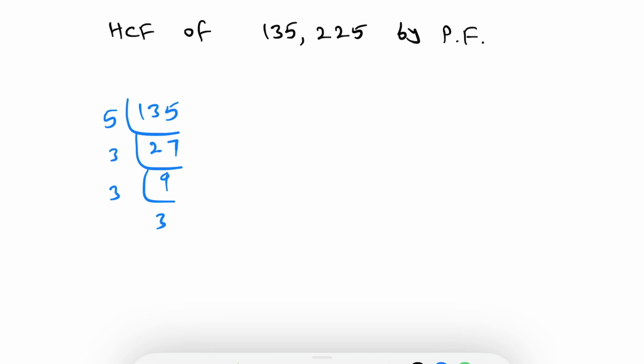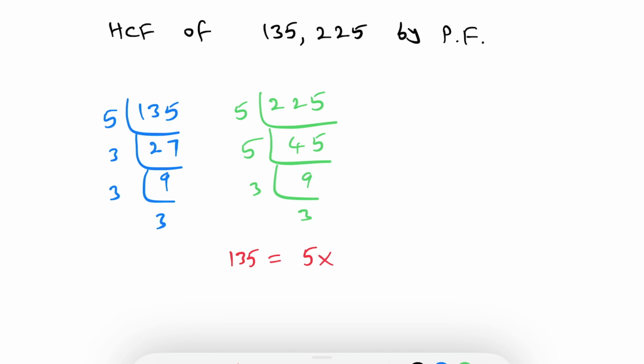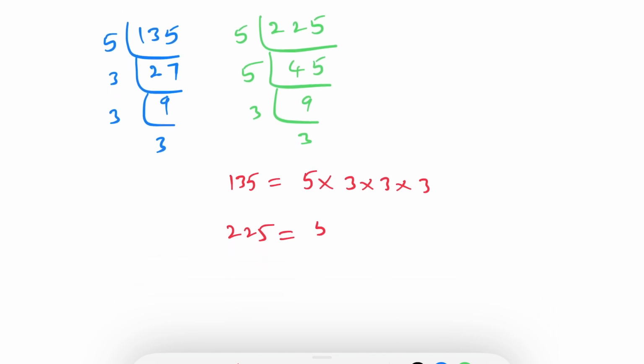Now moving to the next number, 225. It also comes in the 5 table, so 5 45s are 225. 45 is 5 9s, and 9 is 3 3s. So if we write it out, 135 equals 5 into 3 into 3 into 3, whereas 225 equals 5 into 5 into 3 into 3.